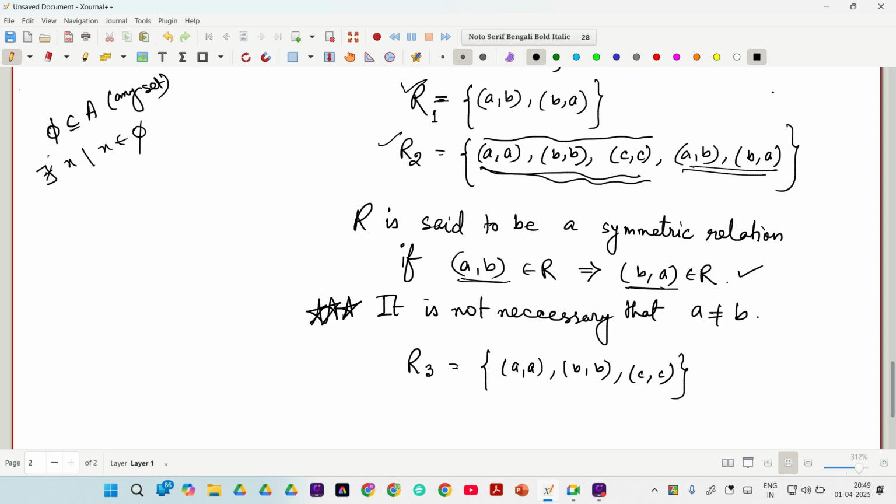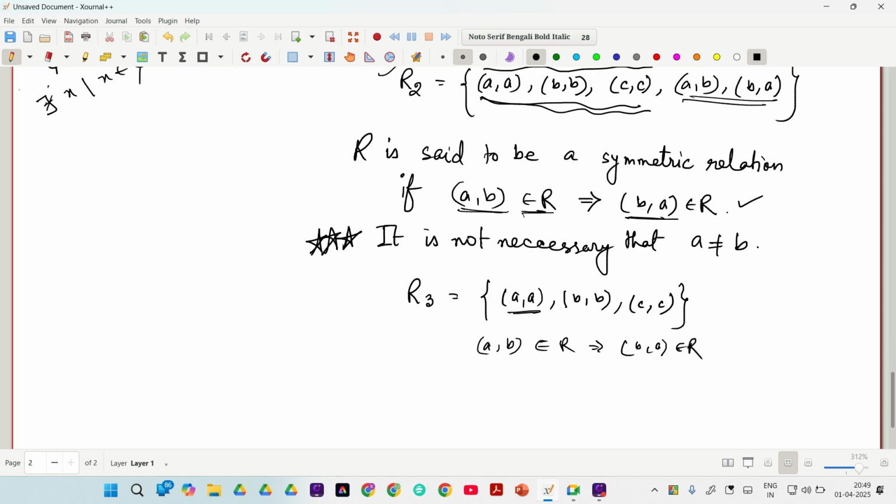We are not getting any a, b such that (a, b) belongs to R that should not imply that (b, a) belongs to R. Or rather, we can say here a is equal to b. (a, b) belongs to R should imply (b, a) belongs to R. I have already told that a should not be different from b. It may happen that a is equal to b. That is why a equal to b here, b equal to a here, and here c, all are equal. Those ordered pairs, the two elements of the ordered pairs are equal here. So this is a symmetric relation.